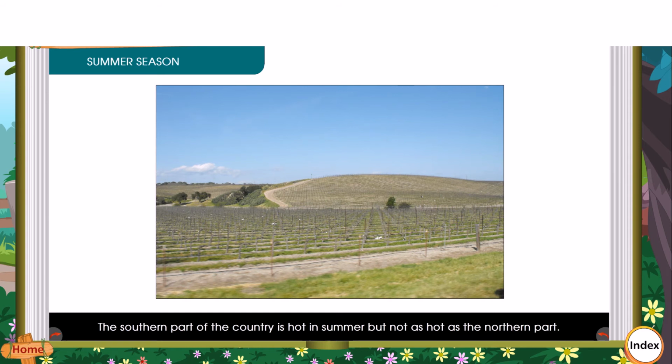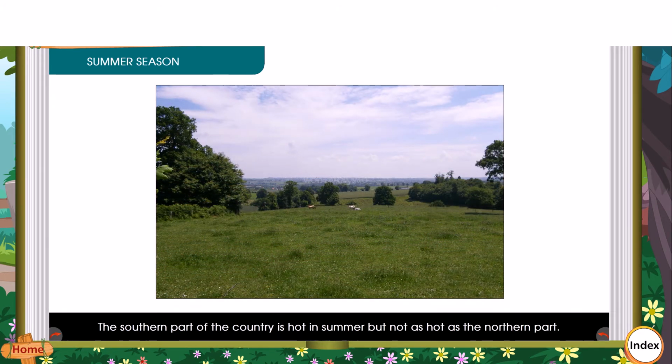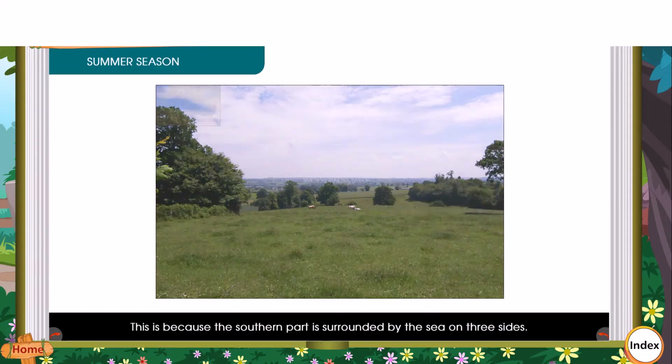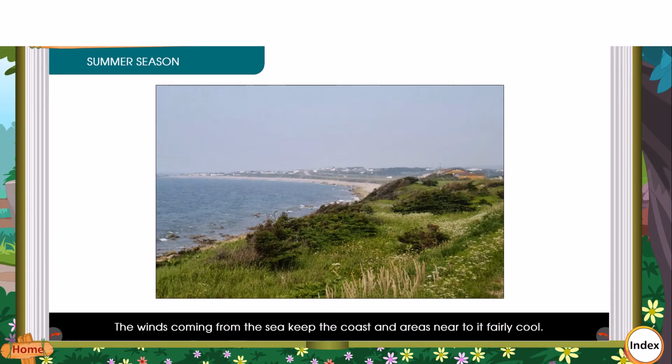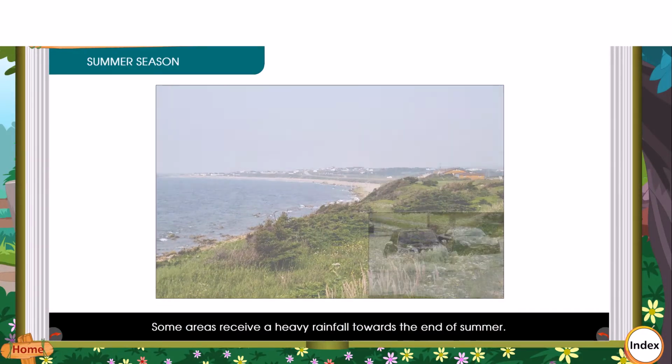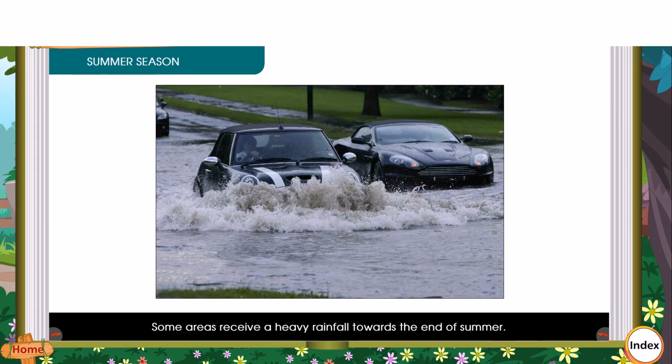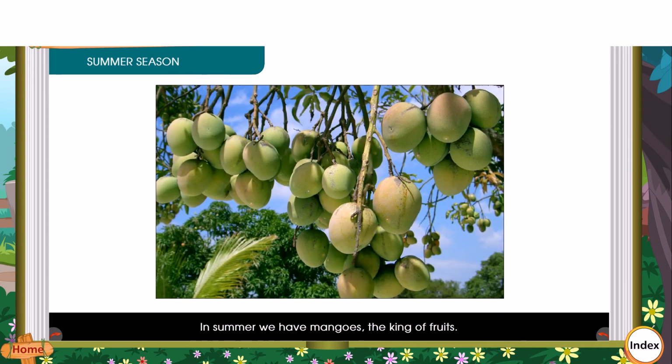The southern part of the country is hot in summer, but not as hot as the northern part. This is because the southern part is surrounded by the sea on three sides. The winds coming from the sea keep the coast and areas near it fairly cool. Some areas receive heavy rainfall towards the end of summer. In summer, we have mangoes, the king of fruits.